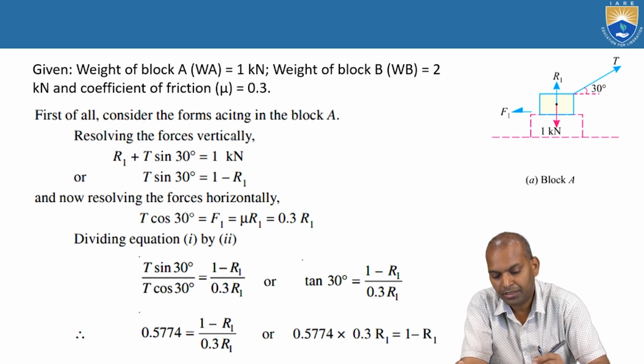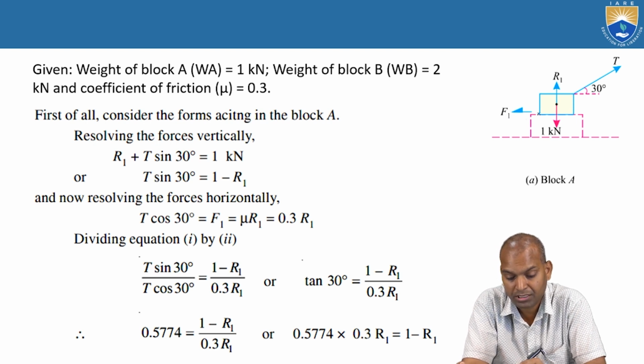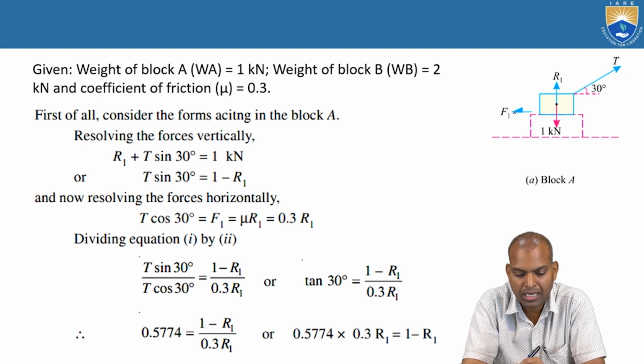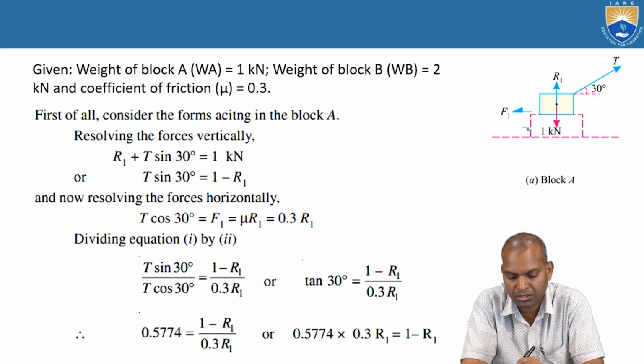Now, the important point is that the free body diagram indicates there is a tension T in the string, making 30 degrees with the horizontal. There is a normal reaction R1 upwards and 1 kilonewton acting vertically downwards. The friction force acts in the direction opposing the movement, when the block B is pushing in this downward direction.